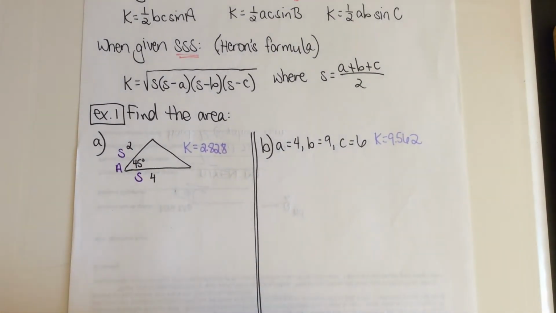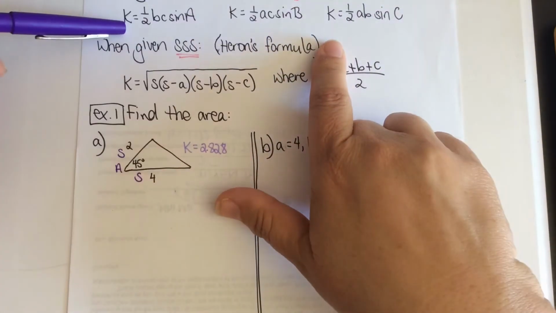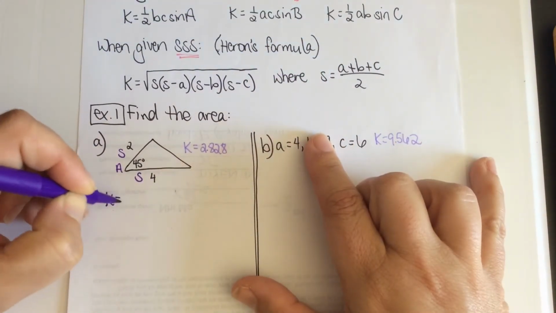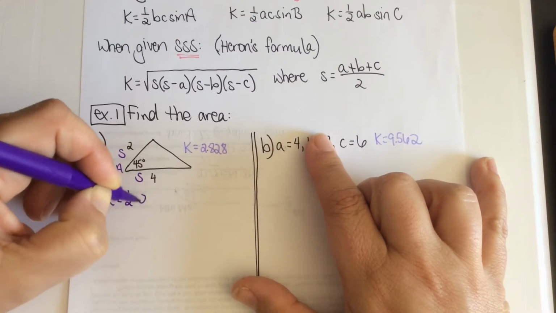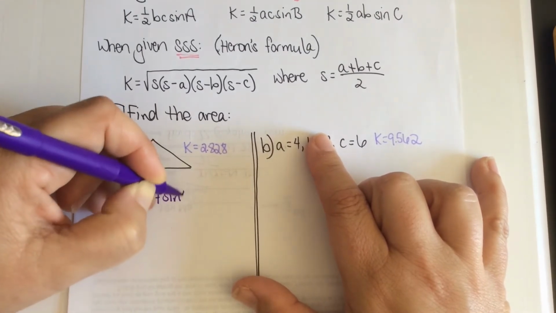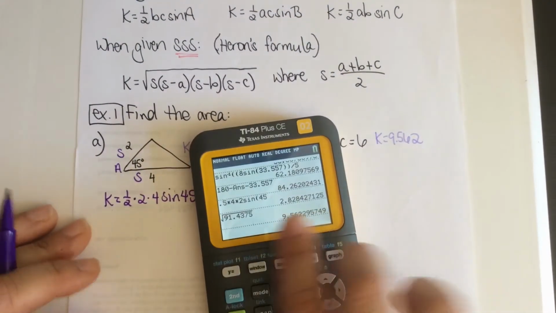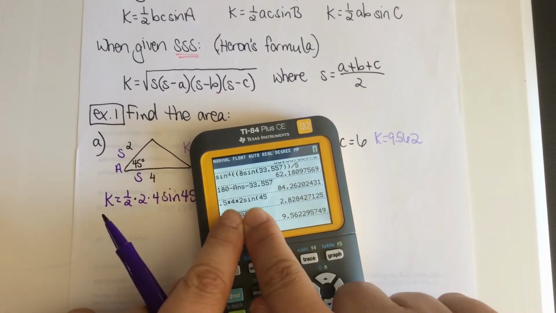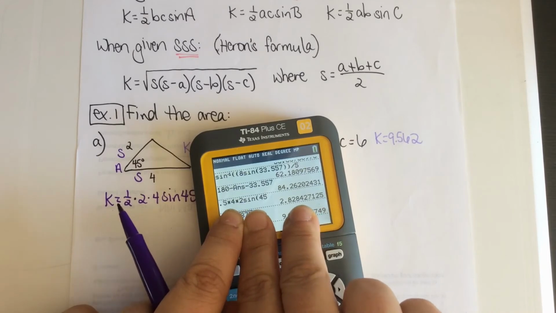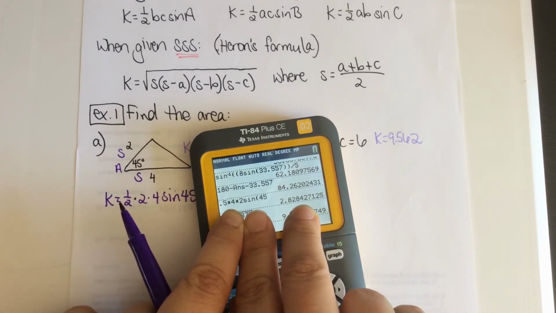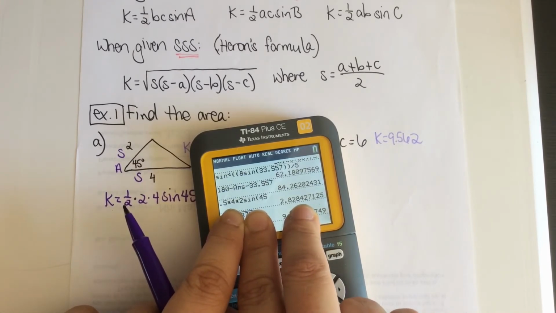All right, so this one is side angle side. That's the first thing to recognize. So we're going to use this formula here. Again, the area is just half the product of the sides times sine of the angle. And literally from there, you'll see I typed that in right there. And I got 2.828. Make sure you're in degree mode.